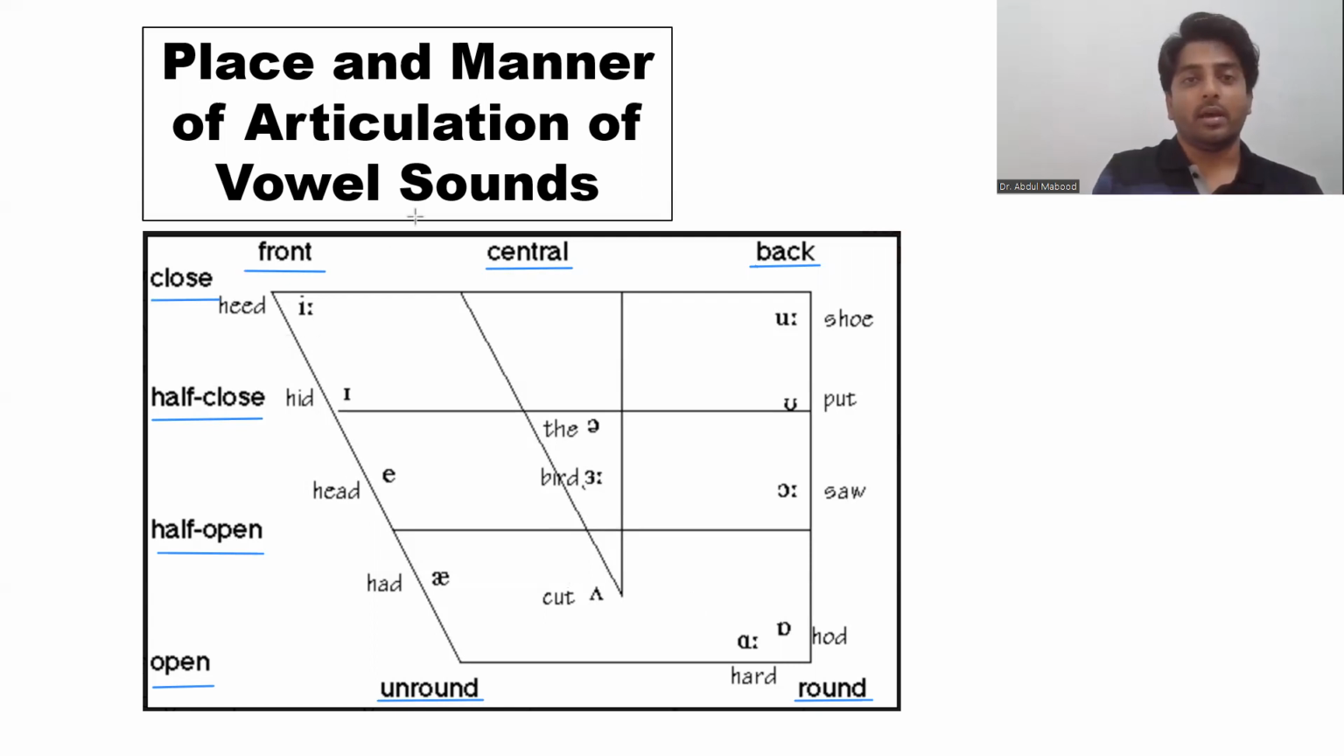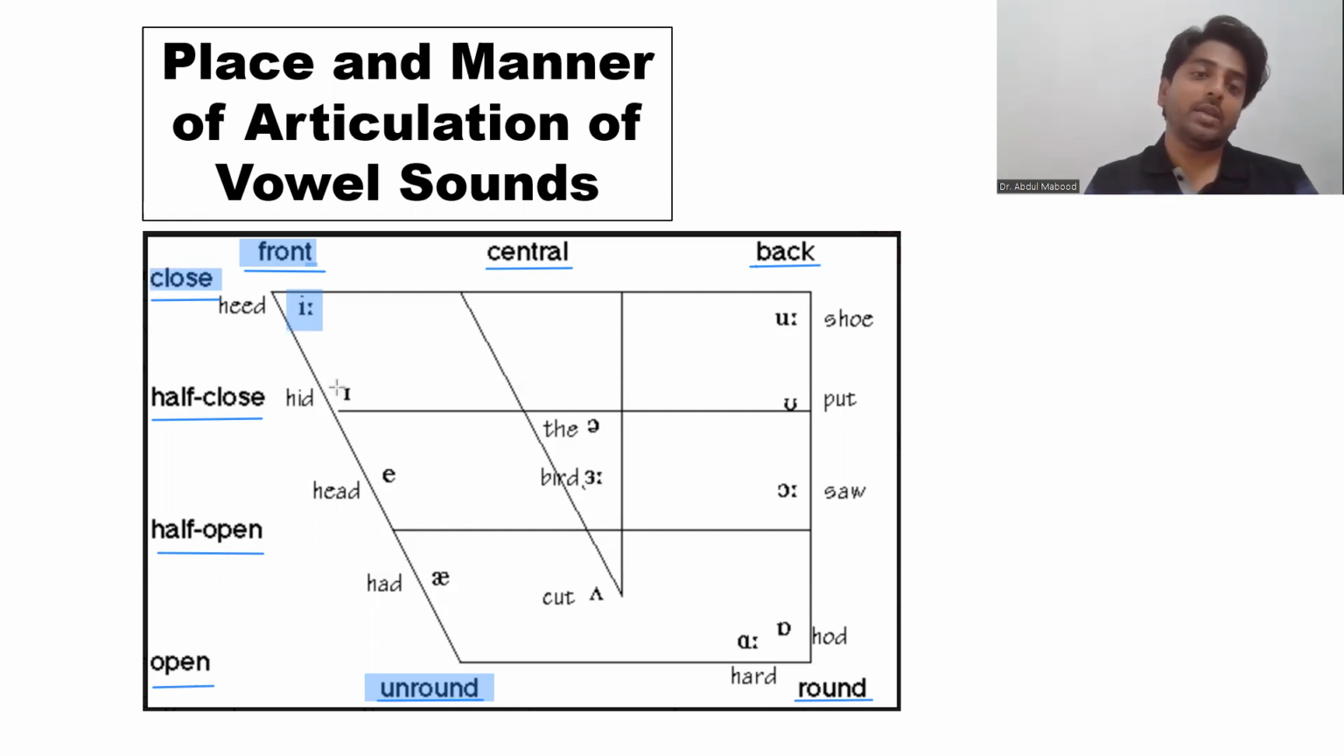Fine. Now let's discuss the letters one by one. If I pronounce E, E, E, it is coming from the front of my mouth. And my mouth is closed. Front and close. Also this sound is unround: lips are spread, unround.